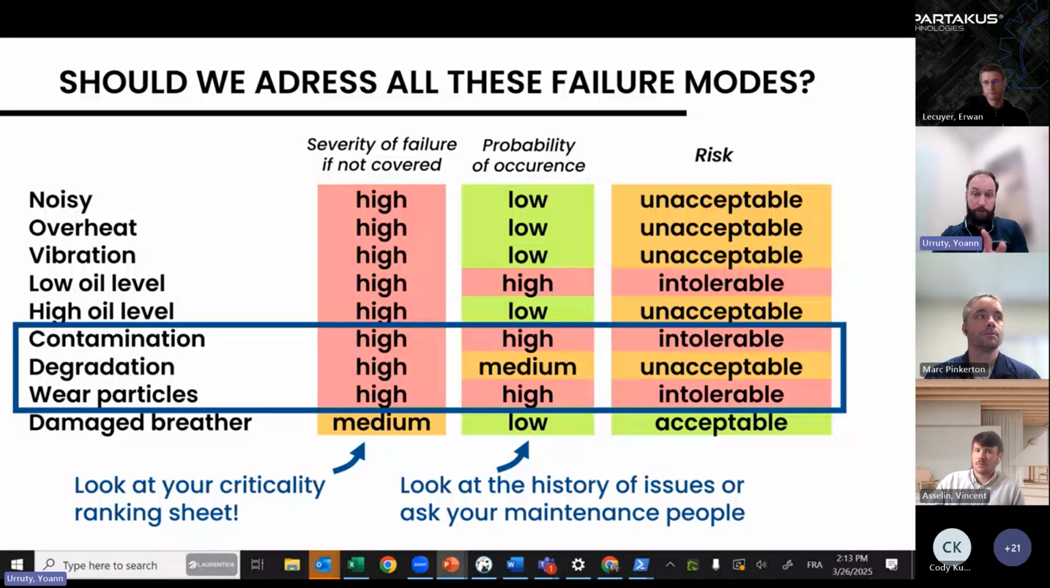So with regards to oil analysis, of course, there's a couple of them here that are very interesting to us, and we'll get back to them a little bit later in the presentation.